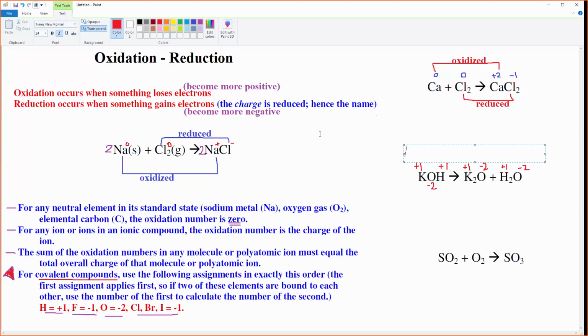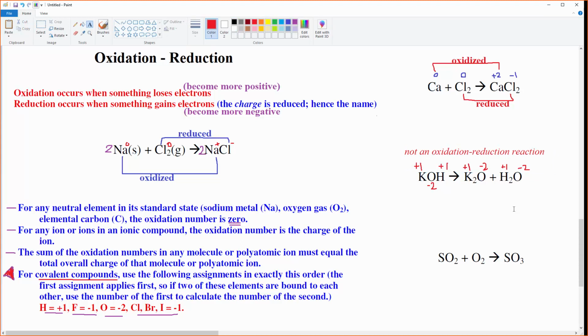All right, so what changed? Nothing. This is a trick question. Nothing changed. The potassium is +1 on either side. The oxygen is -2 on each side. Hydrogens are all +1. So this is not an oxidation reduction reaction. And you can tell that it's not because the oxidation numbers are the same. Okay. The numbers don't lie. They are what they are. Excellent.